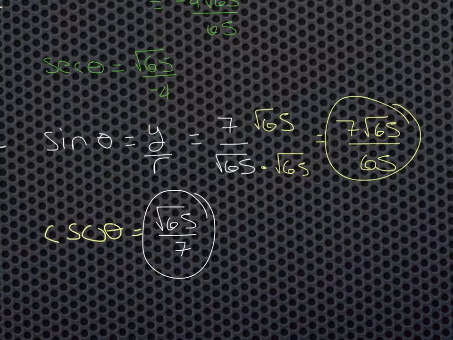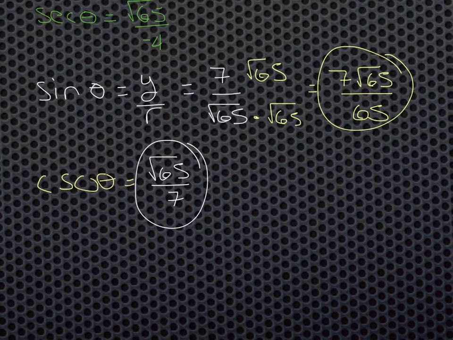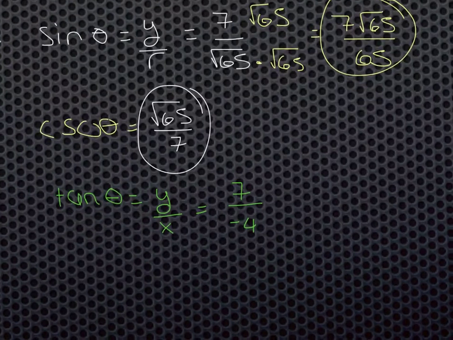And the easy one here is tangent and cotangent, because I don't have to worry about root 65. I just put y over x and x over y. Tan of theta is equal to y over x. Y is 7, x is negative 4. Cotangent of theta is equal to x over y. That's negative 4 over 7.